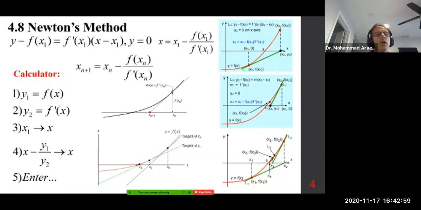So y minus y1 equals m times x minus x1, and setting y equal to 0. So you use the tangent line, you set y equal to 0, and that gives you an approximation for the next point. And you move on until you achieve what you're looking for, known as Newton's method. Also, the calculator methodology is given to you because it can get very tedious.